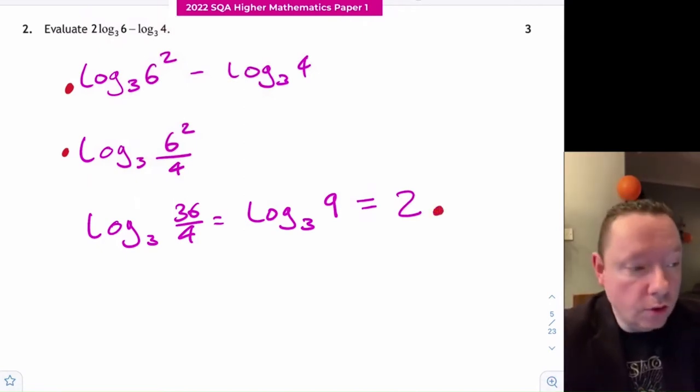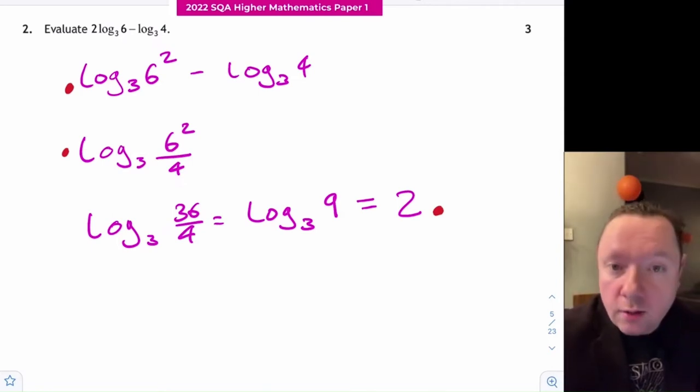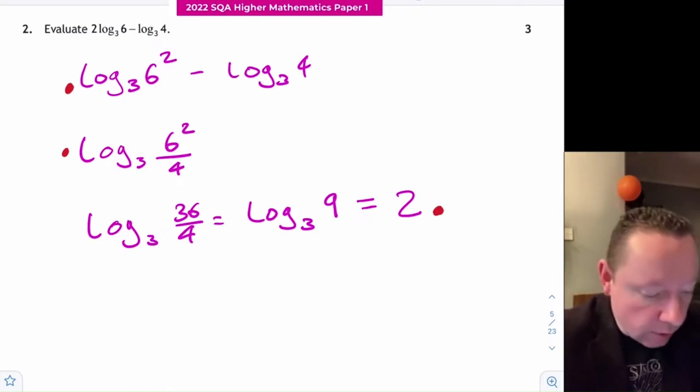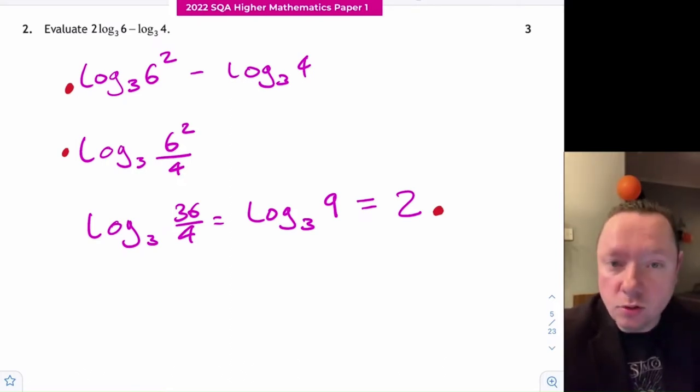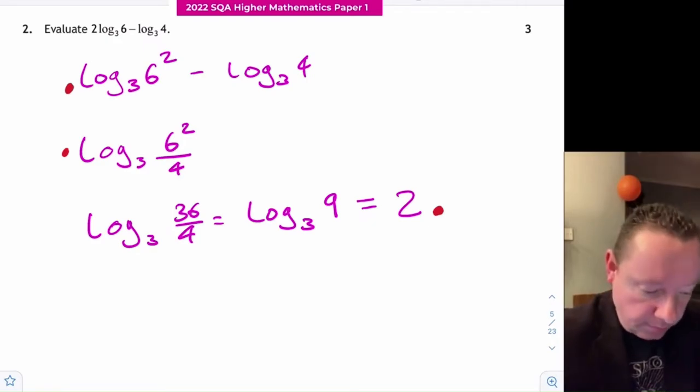Just a little note on this. If you did the correct answer but did no working on this question, you would get no marks. You have to show your steps to show that you understood it, otherwise the SQA just thinks you were guessing on this question.